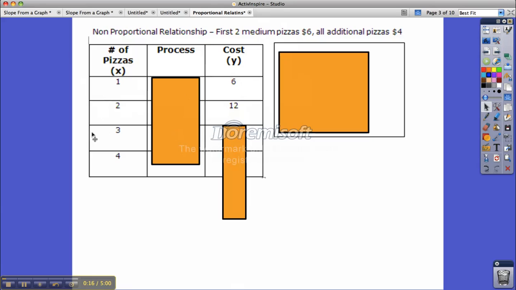So then we need to look at the next one. How do I get for 3 pizzas how much it would cost? Well, the first 2 pizzas were $6 and all additional pizzas cost $4. So instead of doing 3 times 6, I'm going to do 2 times 6 was 12 plus one group of 4. So that's only $16, whereas on the other one, 3 pizzas would have cost $18. Then for 4 pizzas, it's just one additional $4 cost, so that would be $20.